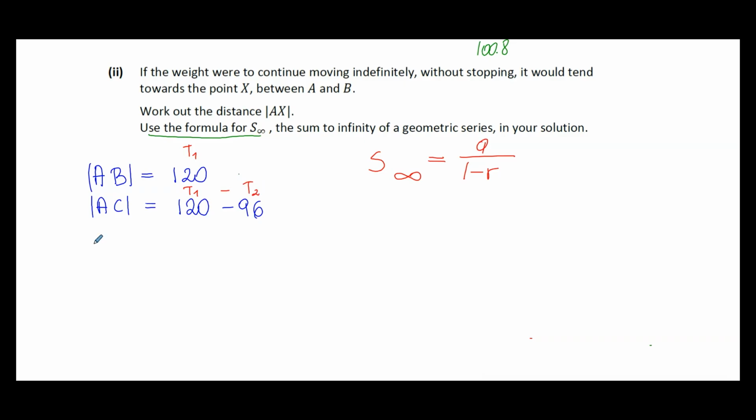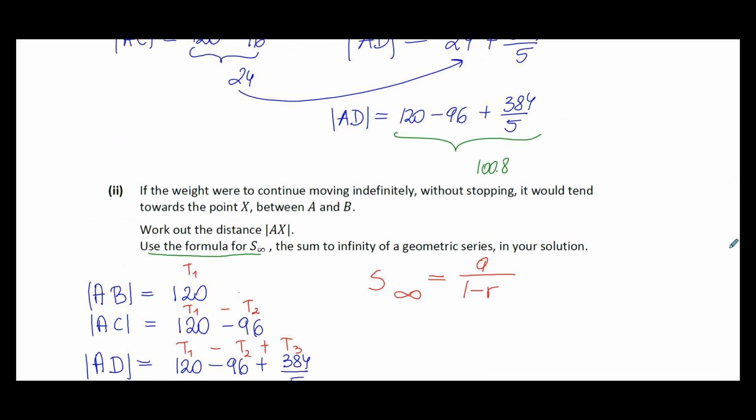And then we've done the next one from A. Every time from A, that's where we are going. From A to D. And that was what? That's the reason why I tell you to write it all out. That was 120 minus 96 plus, and then we added 384 over 5. So that is term 1 minus term 2 plus term 3. Isn't it? That's how we've done it.